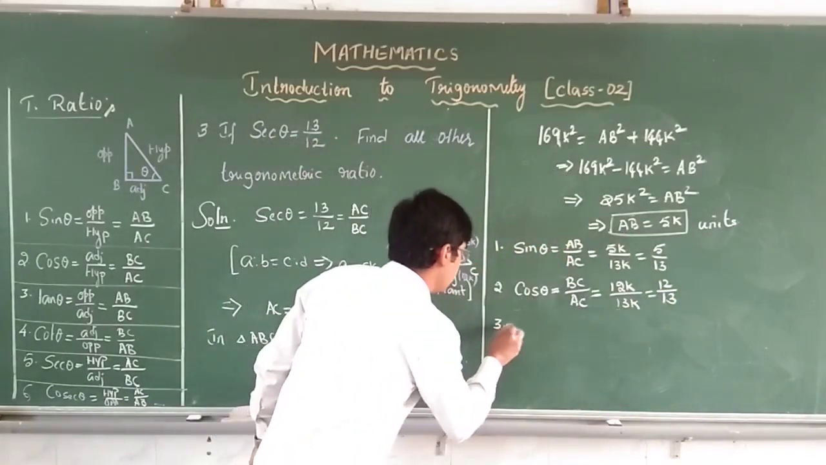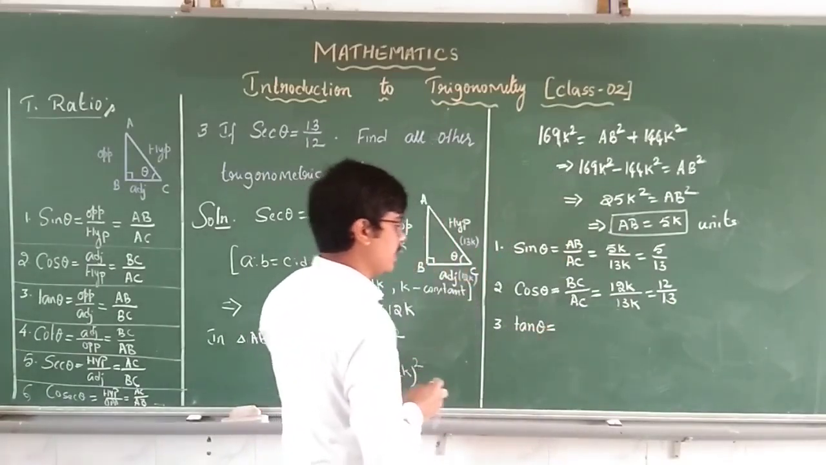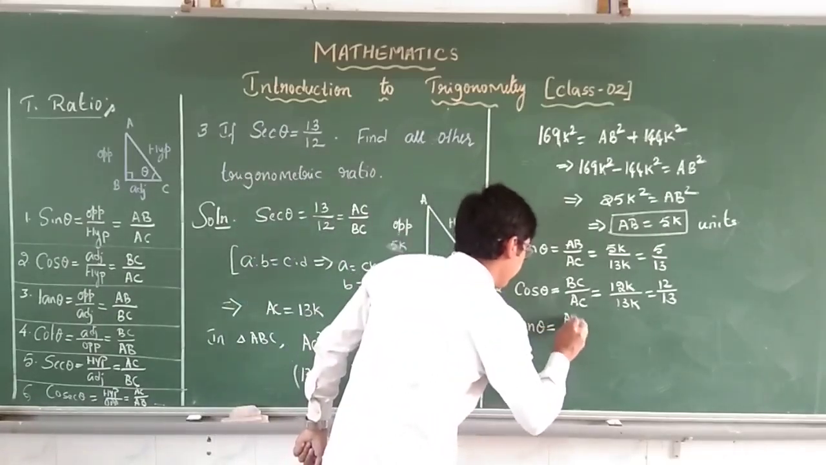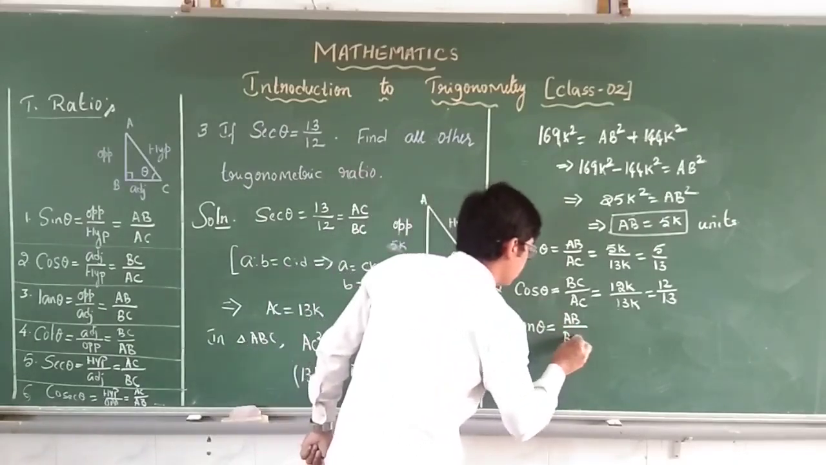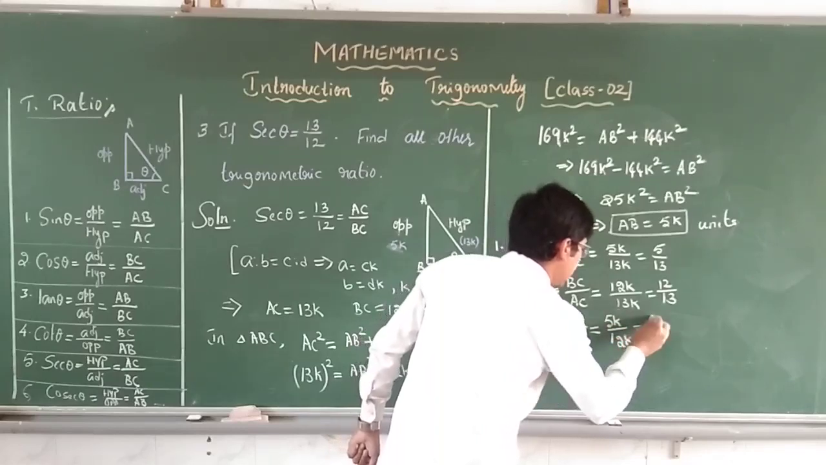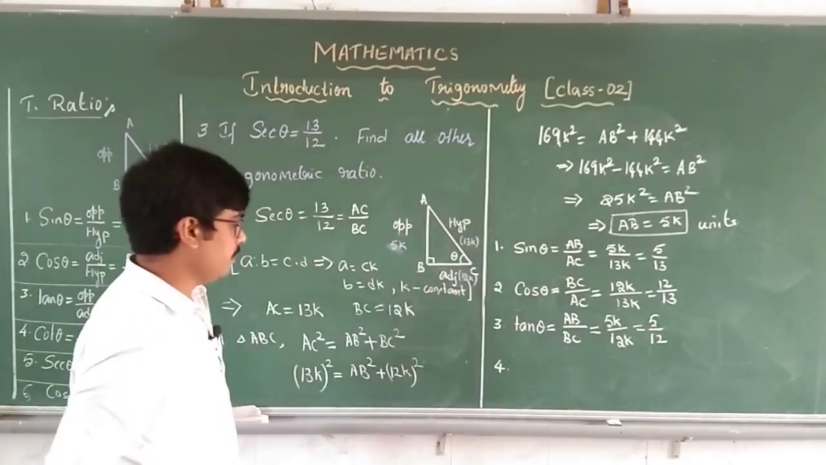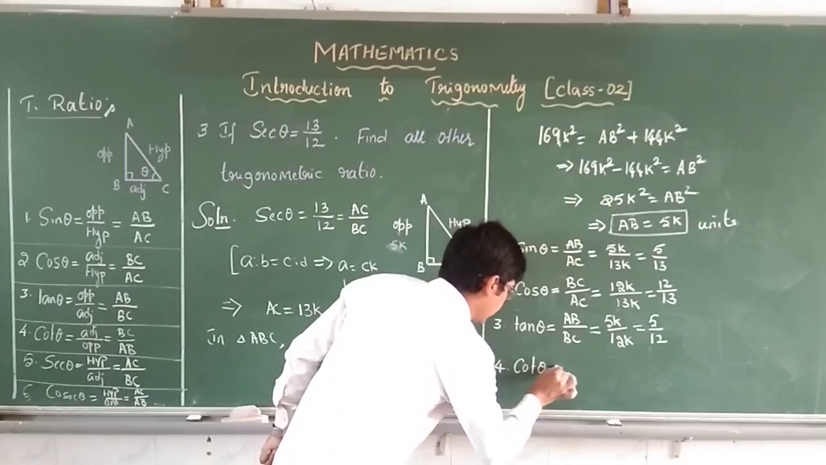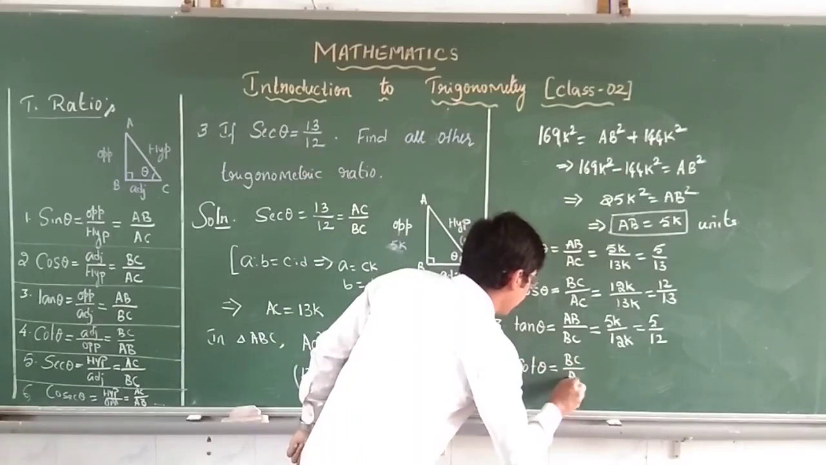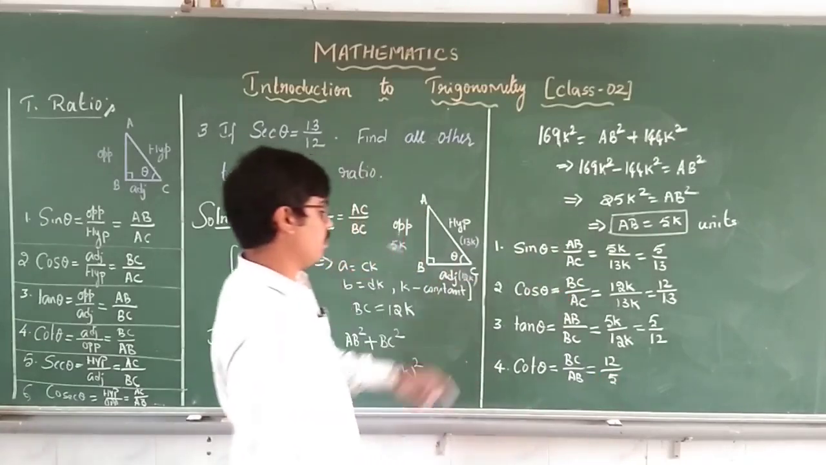Now let me write the third one, tan of theta, that is the tan ratio with respect to the acute angle theta, opposite by adjacent. The opposite side is AB, adjacent side is BC. So AB is 5k, BC is 12k. The ratio will be 5 divided by 12. Fourth one, cot theta. Cot theta is the reciprocal of tan, directly we can write BC by AB, that is equal to 12 divided by 5.